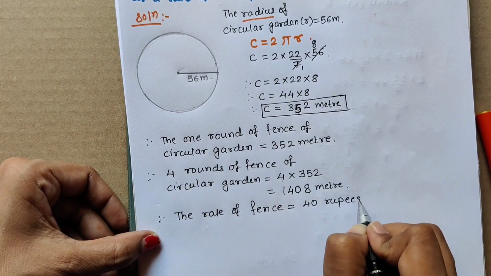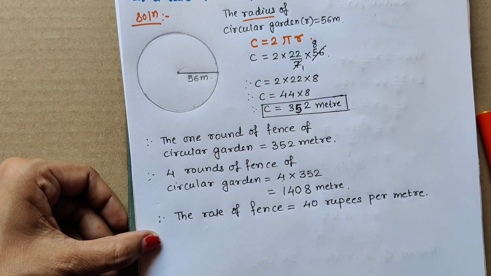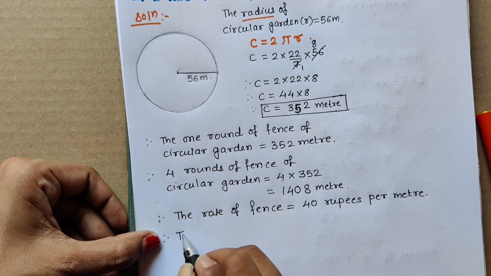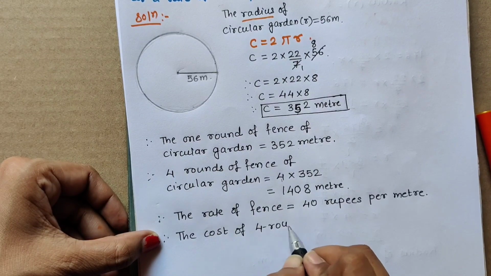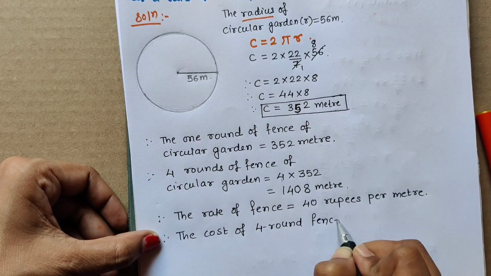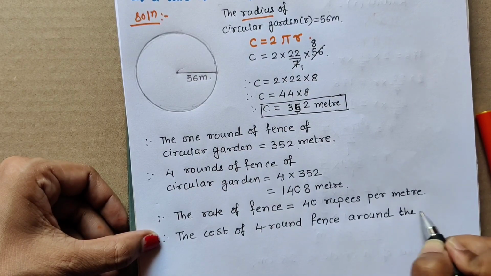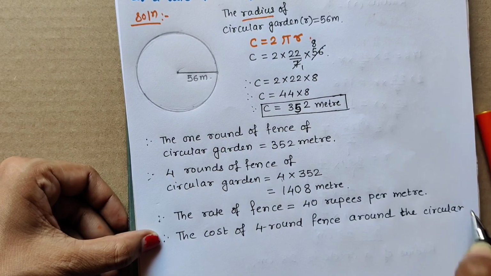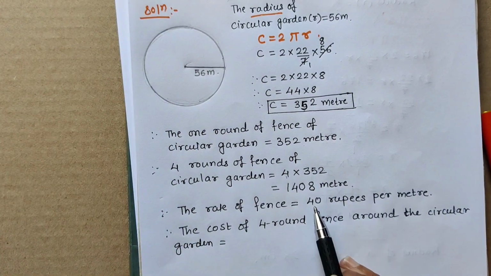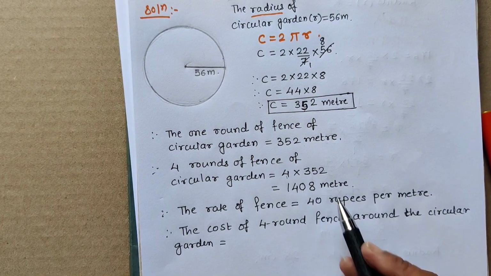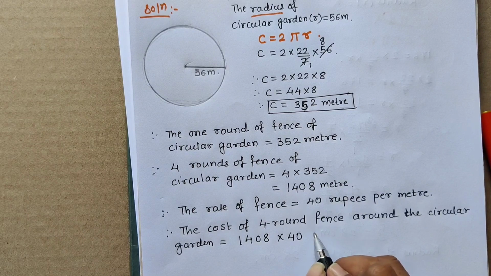That means for 1 meter the cost is 40 rupees, and therefore the cost of 4 rounds of fence around this circular garden is equal to, for 1 meter it is 40 rupees. So for 1408 meters it will be 1408 multiplied by 40. So let us find out the answer.